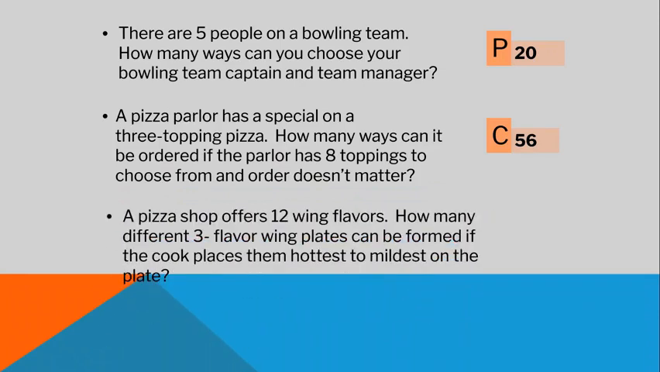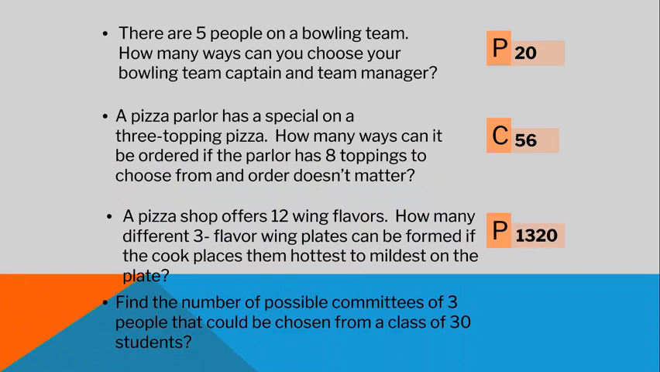A pizza shop offers 12 wing flavors. How many different 3-flavor wing plates can be formed if the cook places them from hottest to mildest on the plate? So without that last if, order didn't matter. But as soon as we started putting them in specific places, order matters. 12 wing flavors, 3 flavors are chosen. So 12, we picked 3.